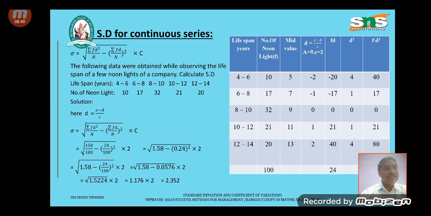Next, 7 minus 9 is minus 2 divided by 2 is minus 1. 9 minus 9 is 0. 11 minus 9 is 2 divided by 2 is 1. 13 minus 9 is 4, 4 divided by 2 is 2. Next we take fd and fd square, and so on. So we find all the values from the data and fit them in the formula, we get 2.352.